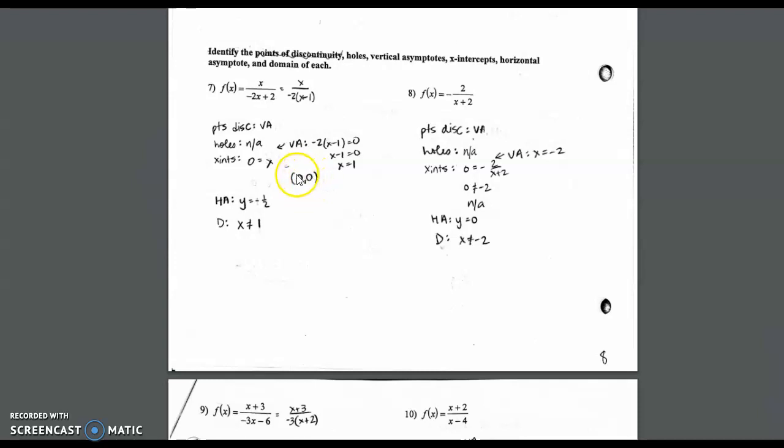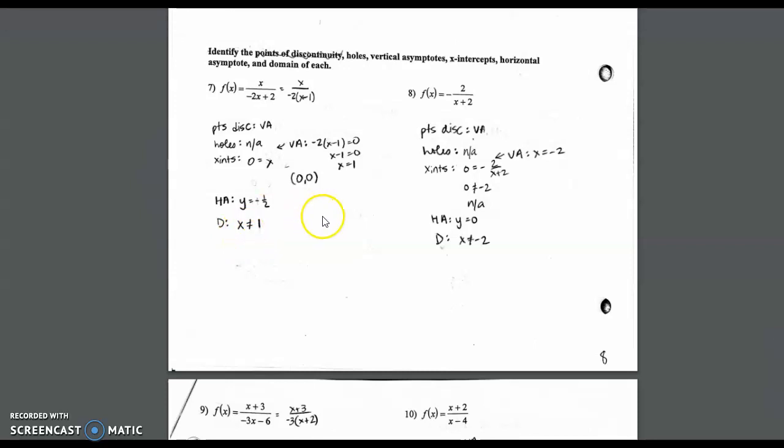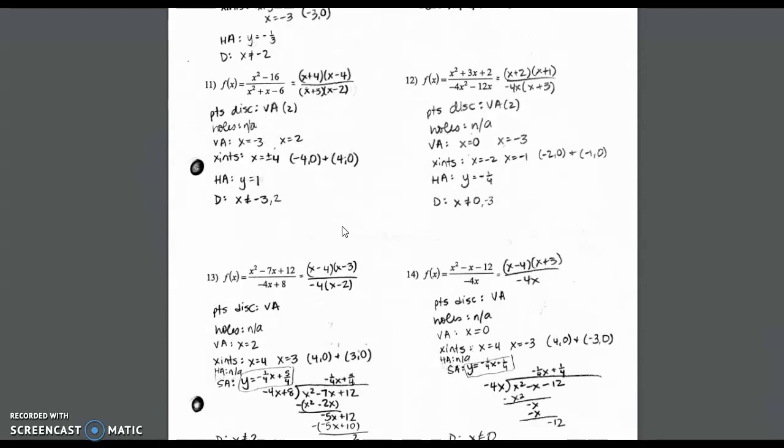My horizontal asymptote, I look at the degree of my numerator and denominator, and these degrees match, so my horizontal asymptote is going to be at the ratio of the leading coefficients. So the leading coefficient here is 1, and down here it's -2, so my horizontal asymptote is at -1/2. My domain, because I only have one point of discontinuity, the vertical asymptote, is just going to be all real numbers except wherever my asymptote was, which was at 1, and I just write that by writing x cannot be equal to 1.